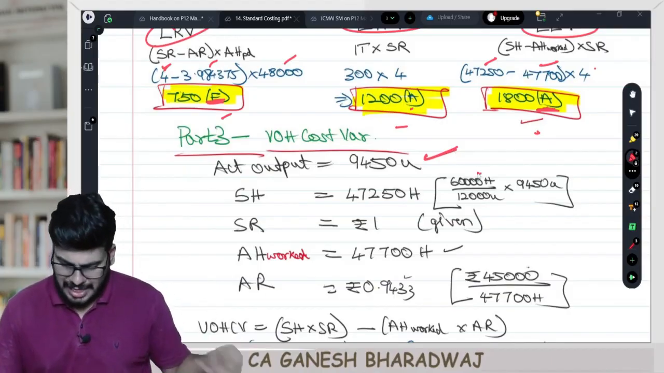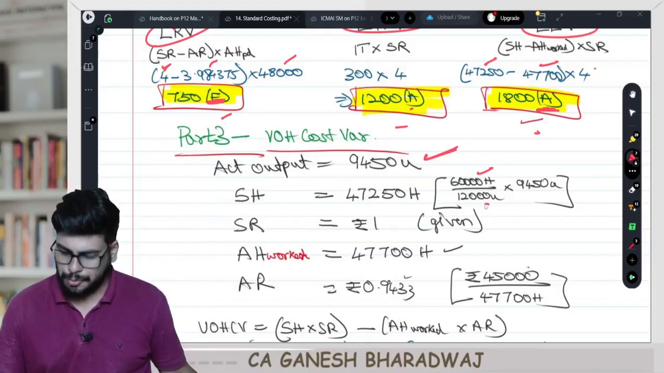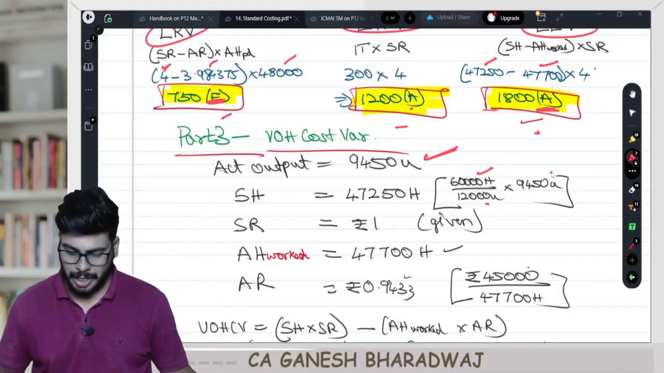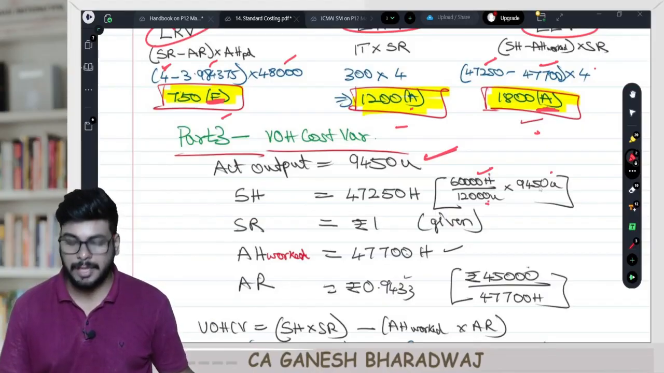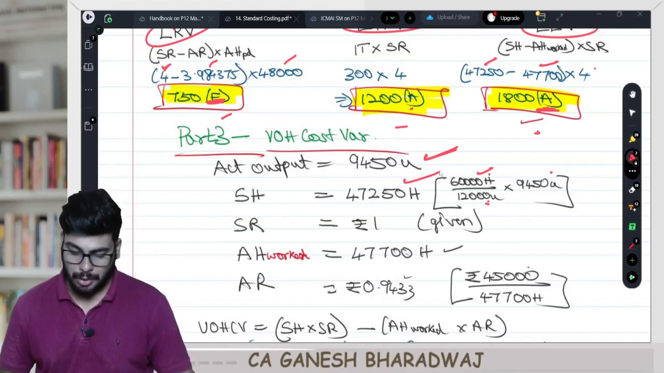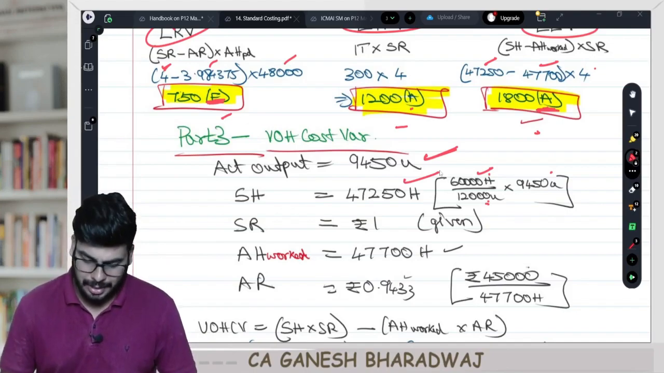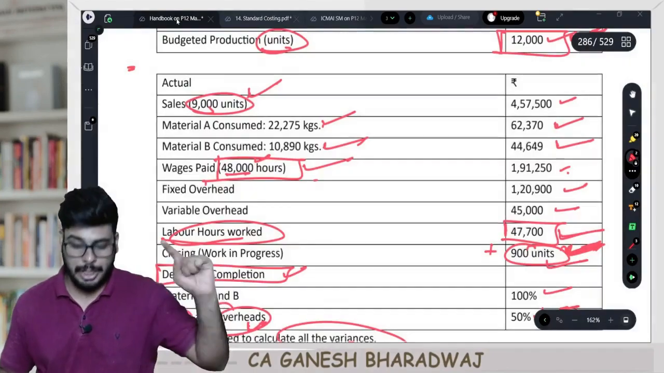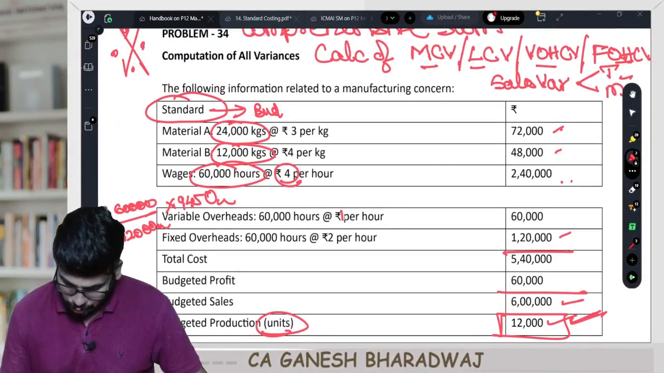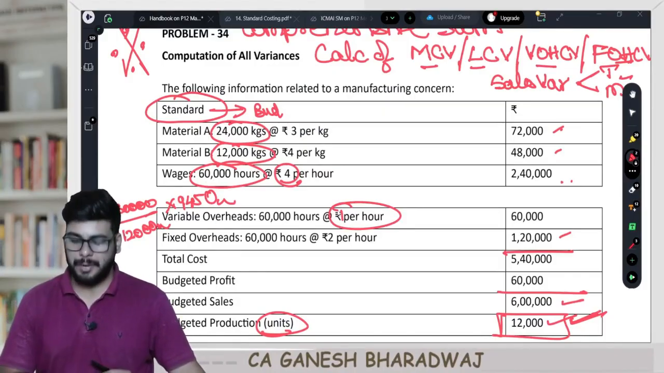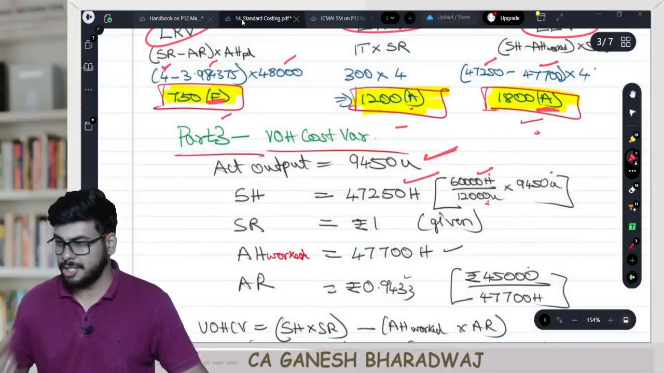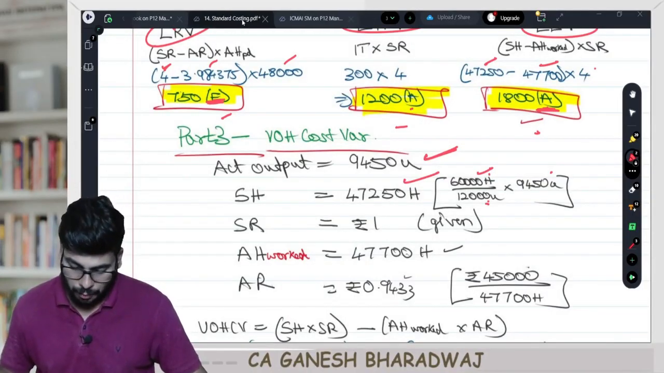So now, what is a standard hours? Similar calculation. They had given you were allowed to take 60,000 hours to produce 12,000 units. How many hours you were allowed to take for achieving the actual output of 9450? So 60,000 divided by 12,000 into 9450, you get 47,250 is the standard hours that you are allowed to take. Clear with this, guys? And standard rate per unit, how much is this? With respect to variable overheads, it's given in the question as 1 rupee per hour. So every hour the machines are running, you are allowed to incur a cost of 1 rupee per hour.